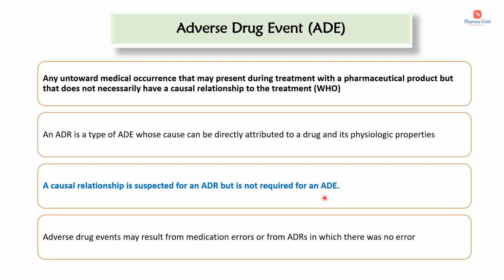This is a very important point. Causal relationship means, suppose a reaction occurs due to a drug, the cause is the drug. So in case of ADR, a causal relationship is there. But for an adverse drug event, the causal relationship is not required. Adverse drug events may result from medication errors or from ADRs in which there was no error.